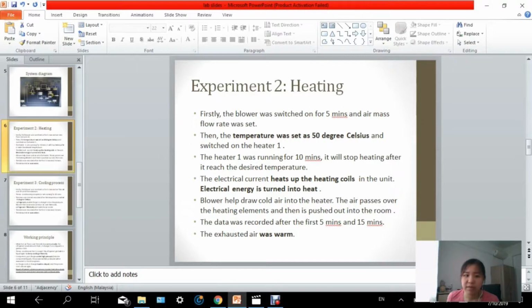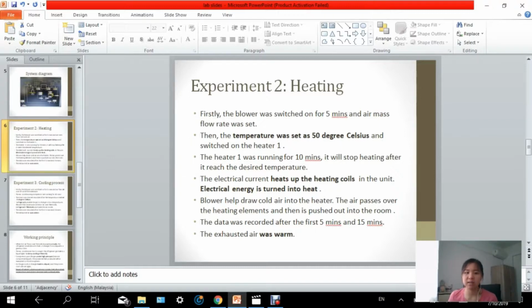Every time we do the same thing, which is we let the blower switch on for 5 minutes first, and we set the air flow rate. This time we set the temperature to 50 degrees Celsius and we turn off heater 2. Heater 1 is enough, that's why we didn't use heater 2. We make it run for 10 minutes. It will stop heating after it reaches the desired temperature, and it will maintain the temperature at 50 degrees Celsius.